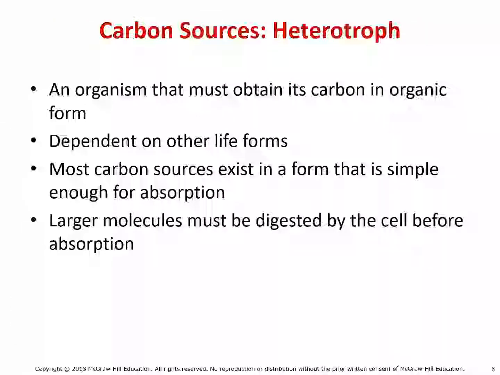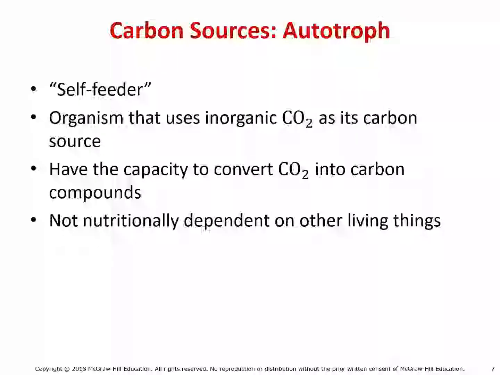The next thing we're going to start discussing is where do we get our carbon. And for heterotrophs, carbon comes from really consuming other things, because again, life will produce organic carbon, and that's what heterotrophs need, is organic carbon. Autotrophs, on the other hand, will use inorganic carbon and are often called self-feeders because they can convert that CO2 into ultimately things like organic carbon compounds.